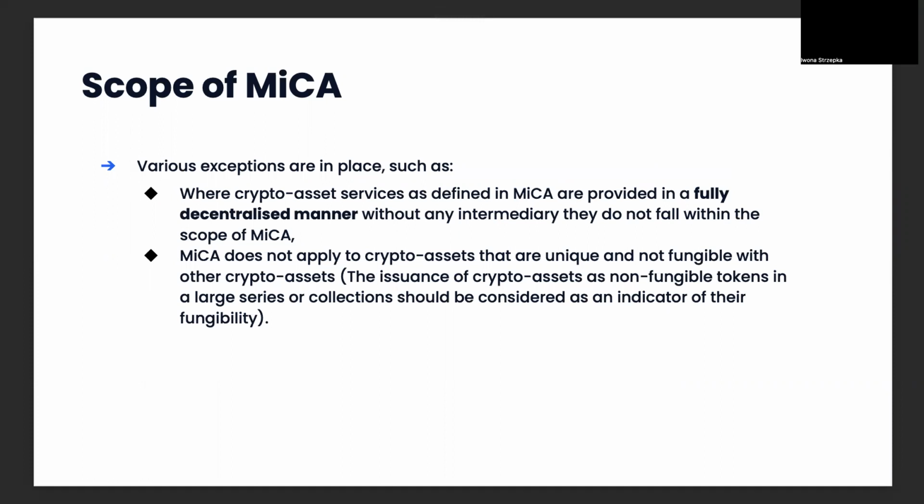There are also some exceptions to the above rules, namely MiCA won't be applicable in case crypto asset services are provided in a fully decentralized manner without any intermediary. Then they would fall outside of the scope of MiCA. MiCA also won't be applicable to crypto assets that are unique and not fungible with other crypto assets. Whereas the issuance of crypto assets as non-fungible tokens in a large series or collections should be considered as an indicator of their fungibility. So we will not be speaking in detail about NFTs under MiCA, but just to give you this example, what we understand as NFT will not necessarily qualify as NFT under MiCA in order to benefit from this exception.